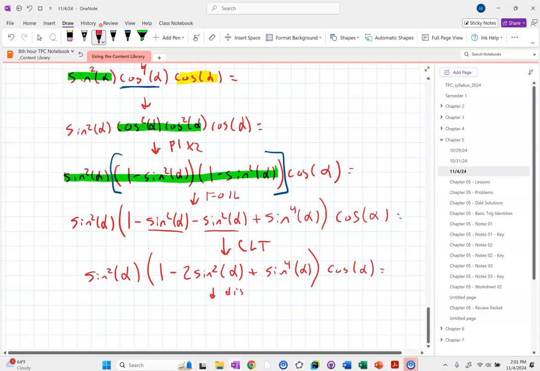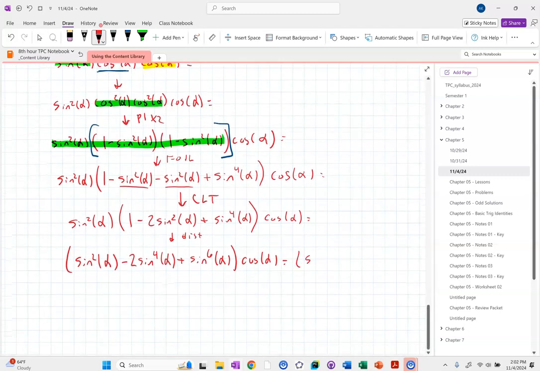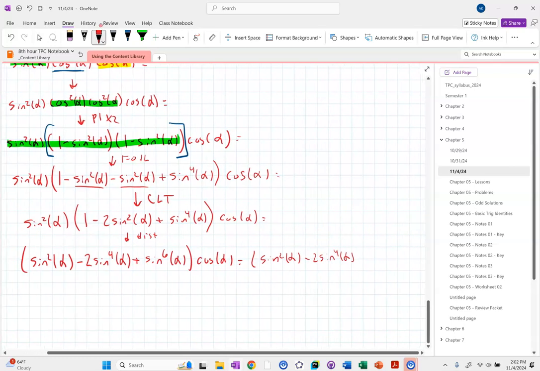And now I'm just going to distribute that sine squared through. Sine squared times 1 is sine squared. Sine squared times negative 2 sine squared is negative 2 sine to the fourth. And then sine squared times sine to the fourth is sine to the sixth. And that is exactly what we had on the right side, the finish side.